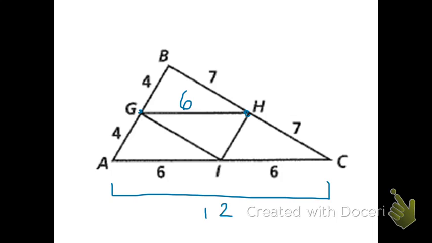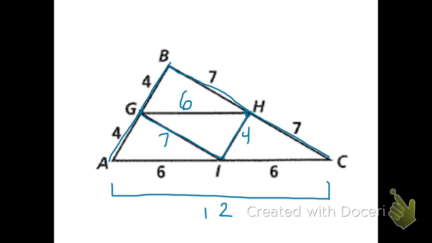And you can make similar arguments for side AB and the midsegment HI and figure out that since AB is 8, HI is 4. And likewise, since side BC is 14, then the midsegment parallel to side BC is GI. That would have to be half of 14. It would have to be 7.